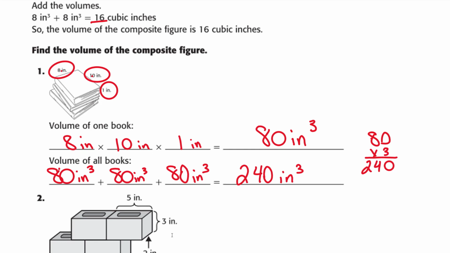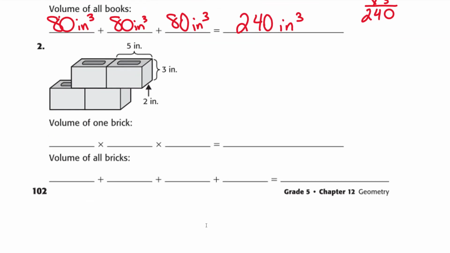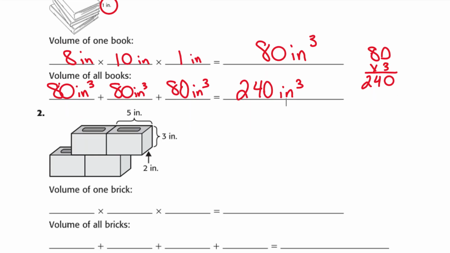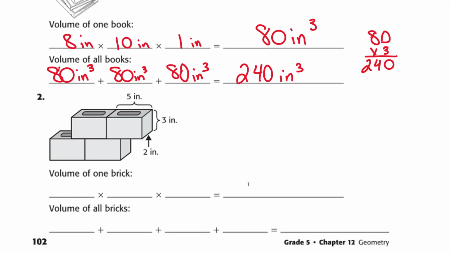Okay. So I think that we could go down here. I think that they should be able to do this one on their own. Follow the pattern, right? Use these 3 measurements and fill in your measurements. Multiply it, and then use whatever your answer is here to add it up. Why do they have it 4 times? Because there's 4 bricks, right?